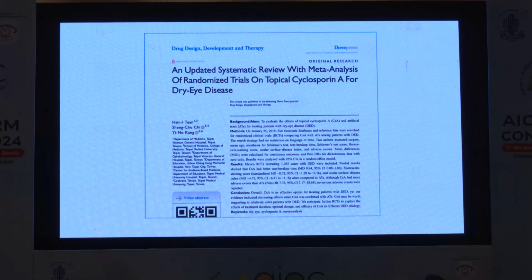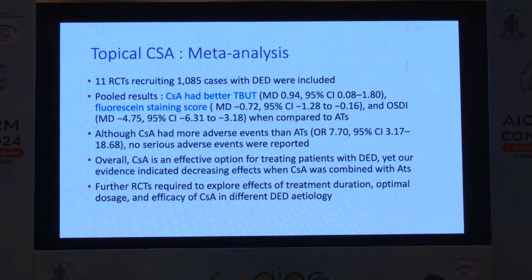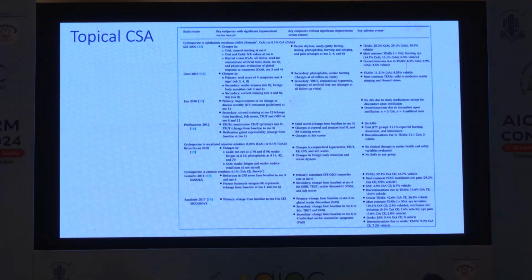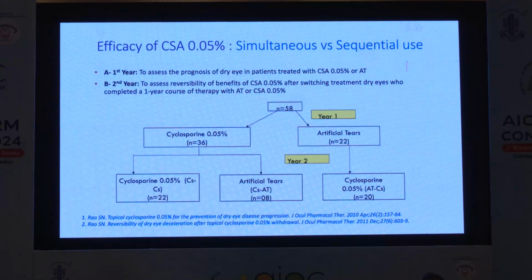If you look at the meta-analysis of the randomized control trials on topical cyclosporin for dry eye disease, it is very clear that it does improve the tear breakup time and also improves the fluorescein staining score, and these are the results from therein. Now, these are the various topical formulations which are available and which have been reviewed in literature as well. And this is just to assess the prognosis of dry eye in patients treated with cyclosporin A or with artificial tears, and also to assess the reversibility of the benefits of cyclosporin A after switching the treatment of dry eye patients to artificial tears to complete a 1-year course.